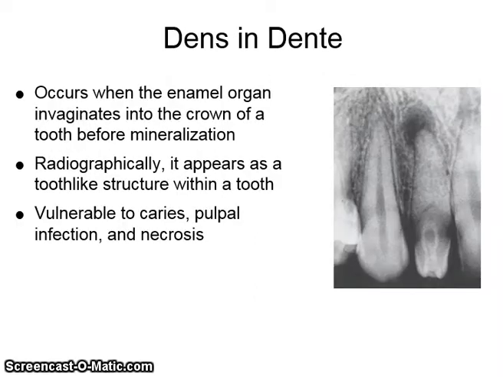Dens invaginatus occurs when the enamel organ invaginates into the crown of a tooth before mineralization. Radiographically, it appears as a tooth-like structure within a tooth. It is vulnerable to caries, pulpal infection, and necrosis, and is frequently accompanied by a periapical radiolucency. Here is the invagination.